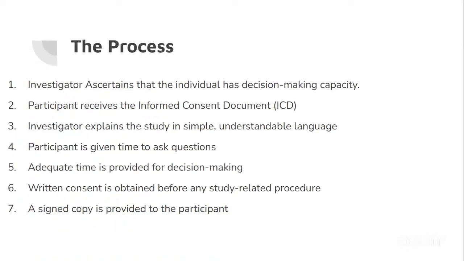So, what is the process of taking the informed consent? The first and the most important thing is that the investigator ascertains that the participant has decision-making capacity. Then the participant receives the informed consent document. The investigator explains the study in simple, understandable language. The participant is given time to ask questions. Adequate time is provided for the decision making. Written consent is obtained before any study-related procedure, and a signed copy is provided to the participant.